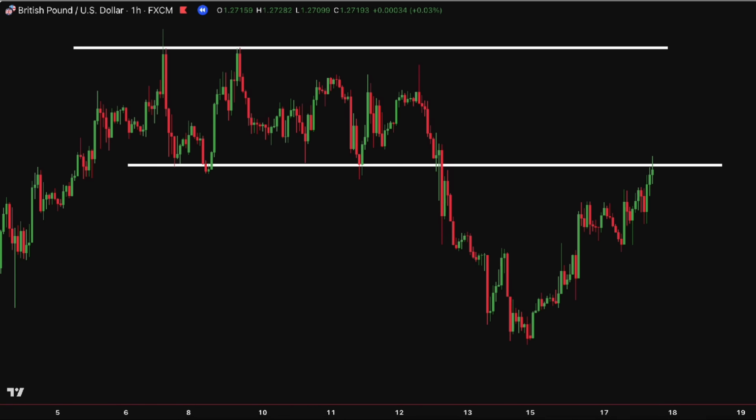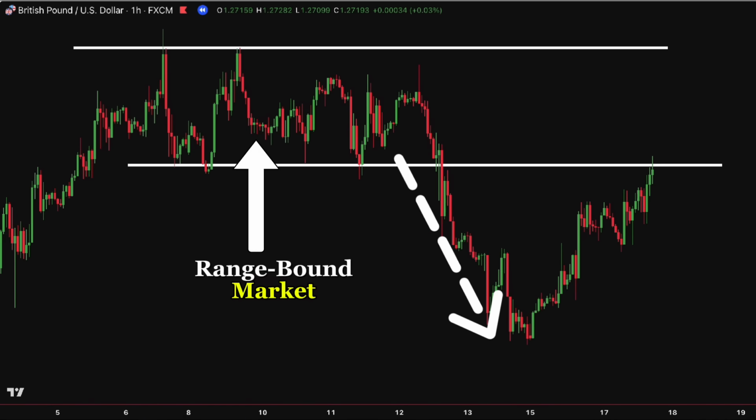Now let's flip the setup and look at a breakout below support. Same idea, the market is trapped in a range, bouncing between two levels, then price breaks below support with strong momentum. Don't rush in. Instead, you wait for the pullback, and here it comes. Price climbs back up and retests the broken support. This is a key moment.